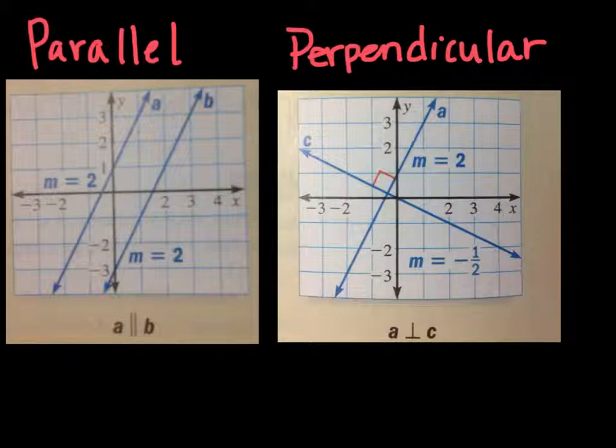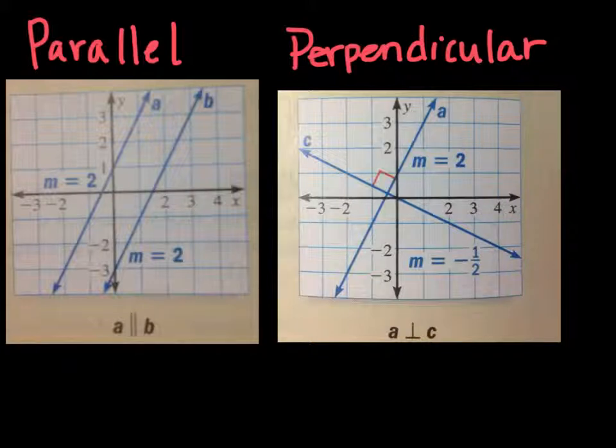For example, the parallel lines A and B in this graph, sorry for the blurriness, both have a slope of 2. Now let's look at the perpendicular lines. Two non-vertical perpendicular lines, such as A and C on this graph on the right, will have slopes that are negative reciprocals of each other. So notice line A has a slope of 2, and line C has a slope where m equals negative 1/2. It is the negative reciprocal of 2.